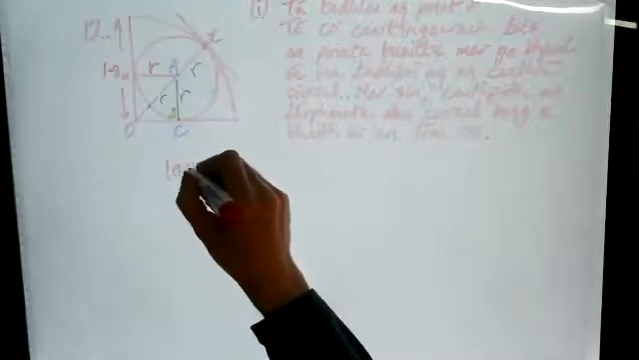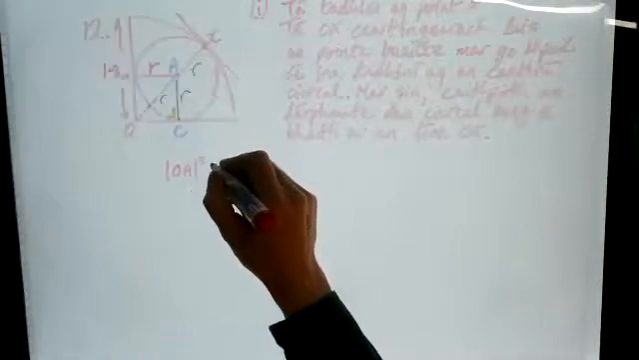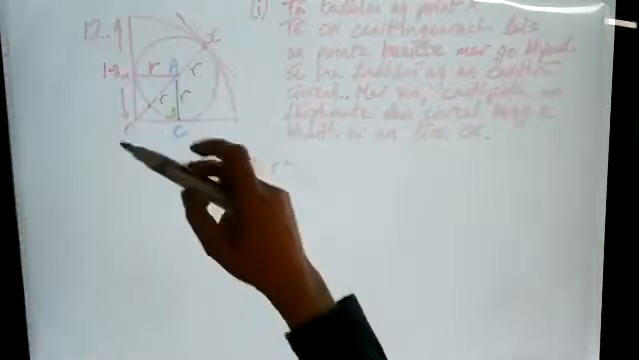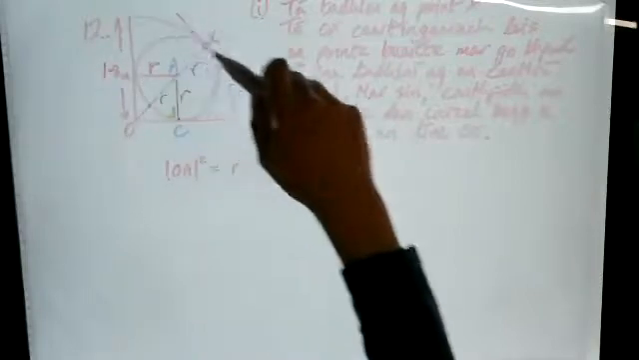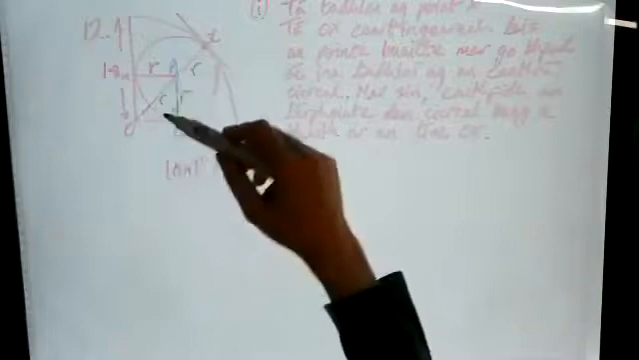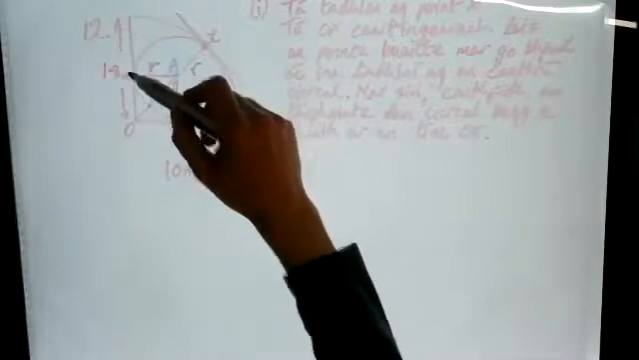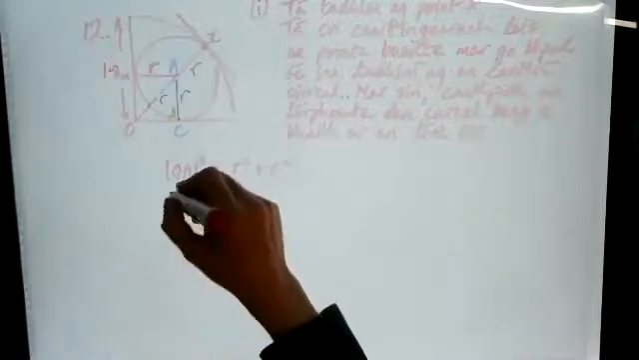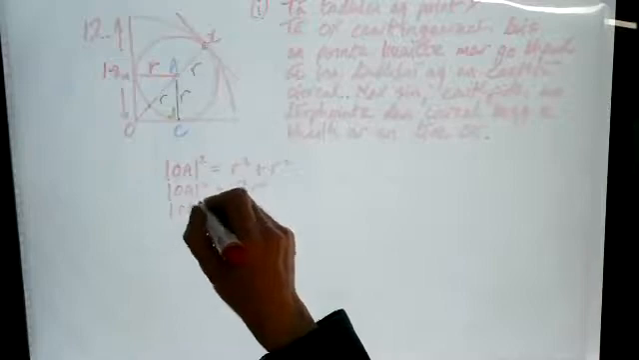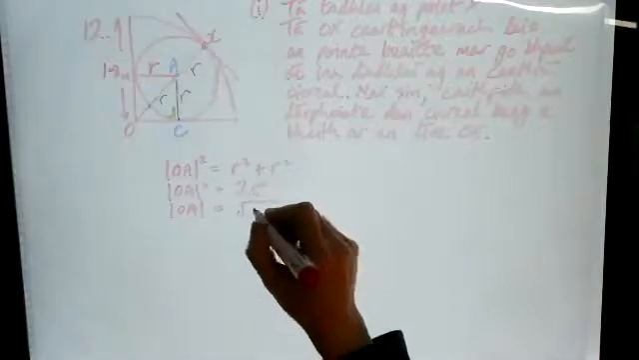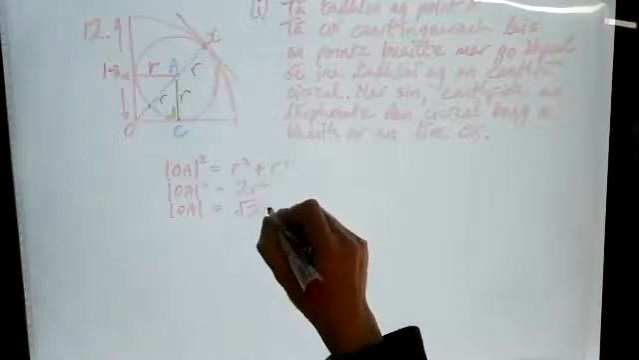Pythagoras gives us OA squared equals r squared plus r squared, which is OA squared equals 2r squared. So OA is equal to the square root of 2r.